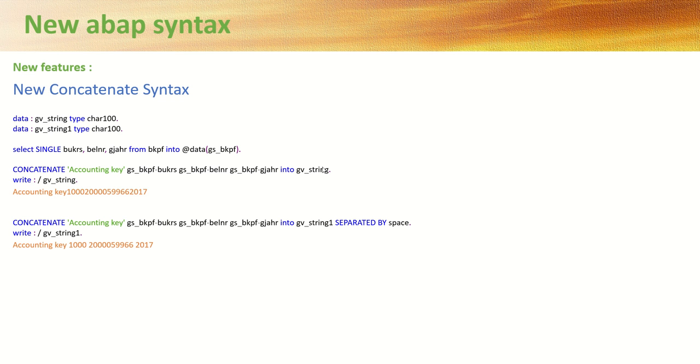And here, if you want to separate the fields and variables with a space, then we have to add logic like this, separated by space or any other character. And the output we can see like this. First is without any space, so you can see the accounting key and all key fields are joined. In the second, you can see all the fields are separated by space because of this. So this is how we use concatenate as per the old ABAP syntax.